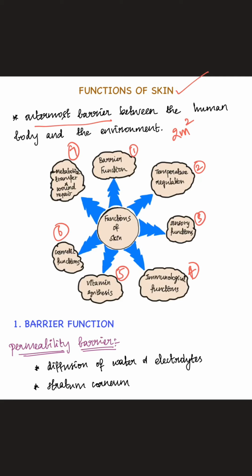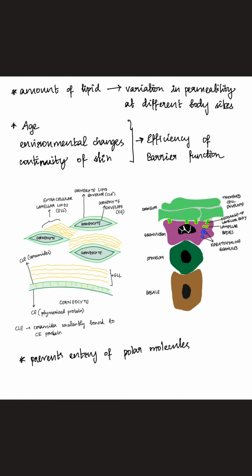So coming to barrier functions, number one is permeability barrier. The skin acts as a two-way permeability barrier which determines the inward and outward diffusion of substances like water and electrolytes mainly. This diffusion is mainly dependent upon the layer stratum corneum. The variation in permeability at different body sites is mainly due to variation in the amount of lipid in those sites. The efficiency of barrier function is mainly dependent on age, environmental changes and the continuity of skin.